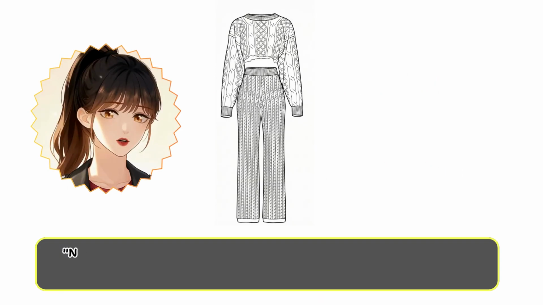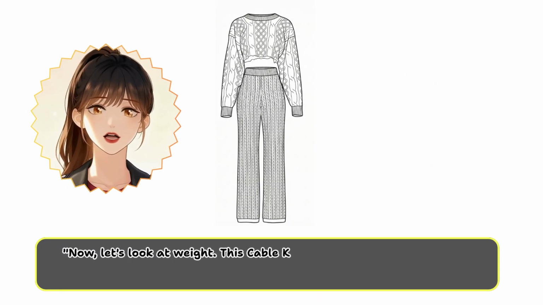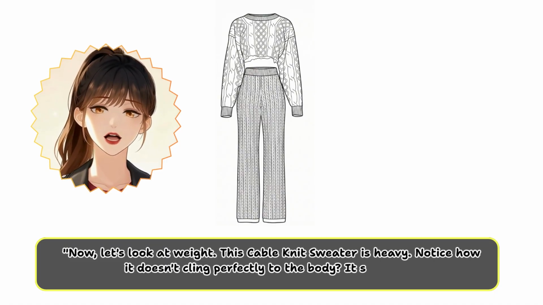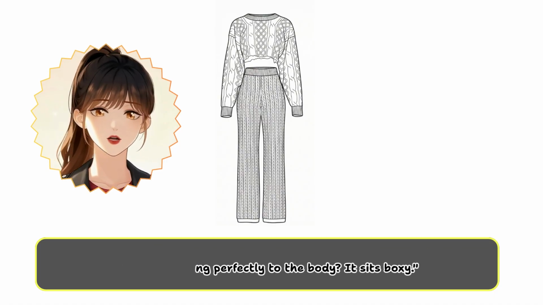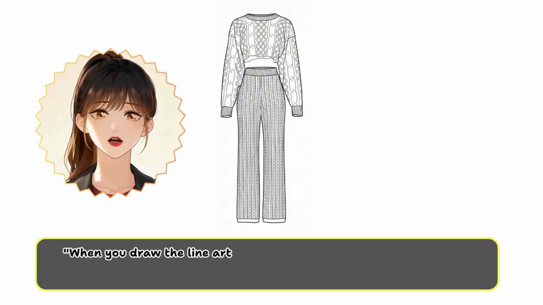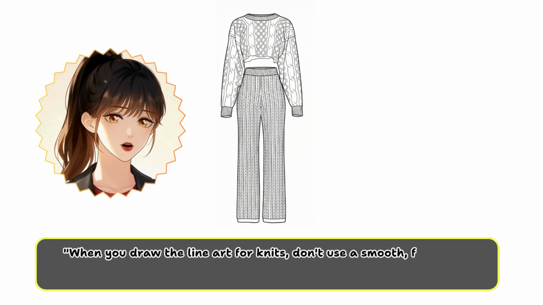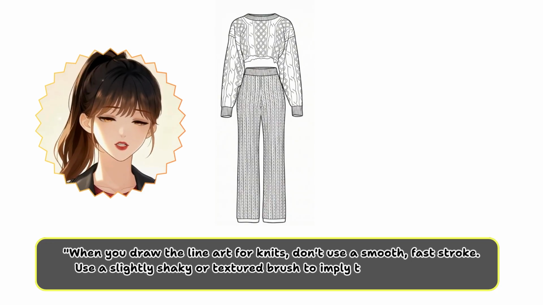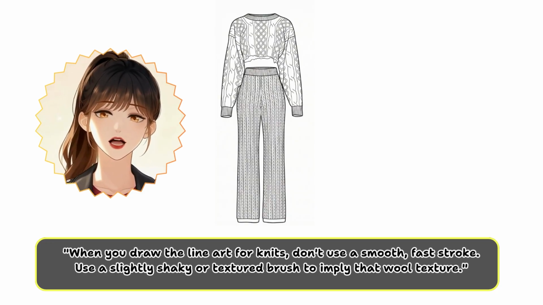Now let's look at weight. This cable knit sweater is heavy. Notice how it doesn't cling perfectly to the body? It sits boxy. When you draw the line art for knits, don't use a smooth, fast stroke. Use a slightly shaky or textured brush to imply that wool texture.